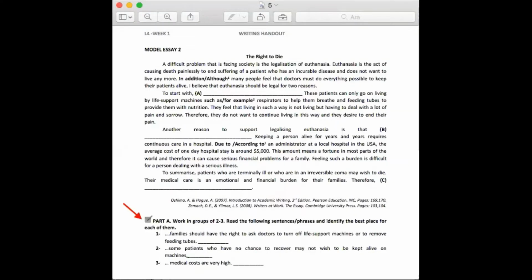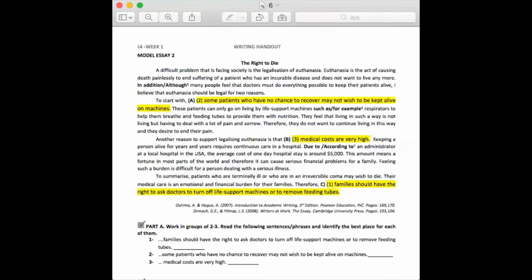Now we have another model essay about euthanasia. Also for this essay, we have the same kinds of activities. Pause the video again, read the essay and the sentences in part A, then find the best place for each of them. Okay, let's check your answers.